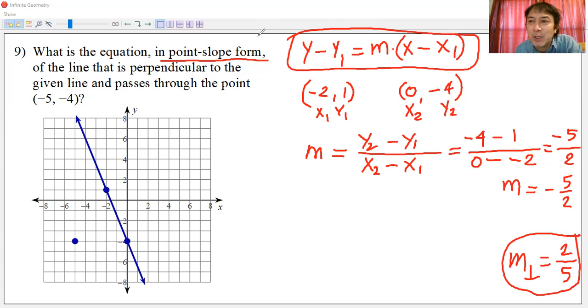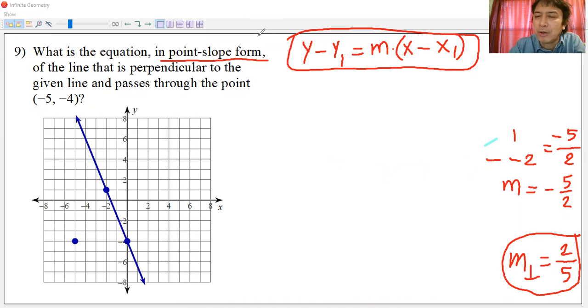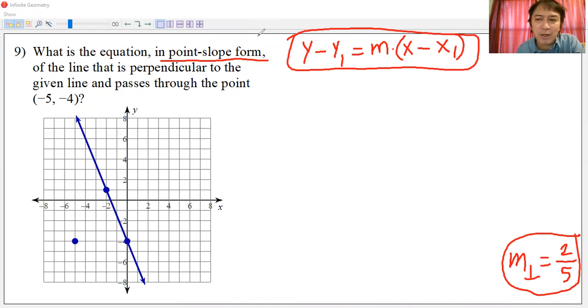Let's erase something. We don't need the other writings at this point, so we will be erasing it. We already have what we will use for the required perpendicular. We need this slope now, 2/5, and the given point, -5, -4. This line will have to be something like this, just to approximate it. It will have to be going like that.